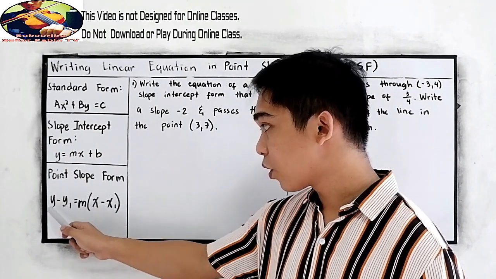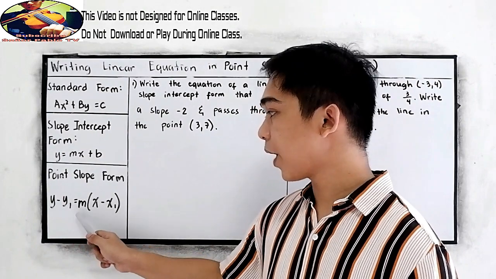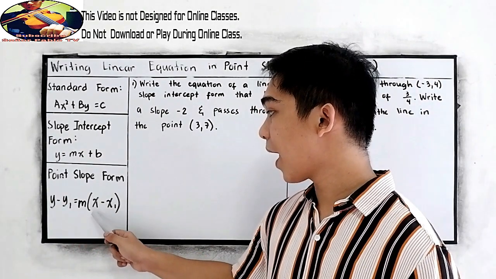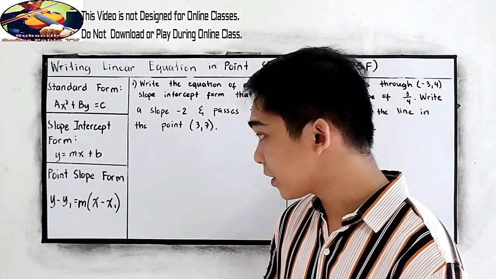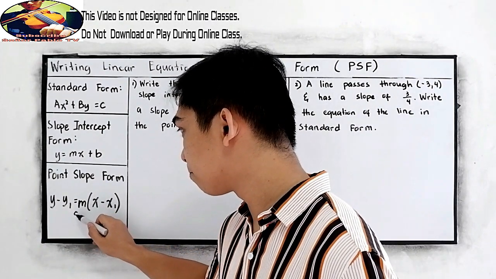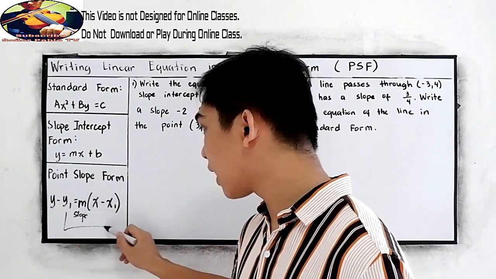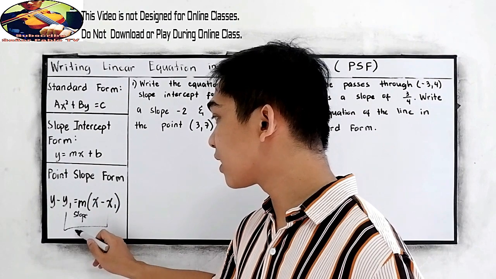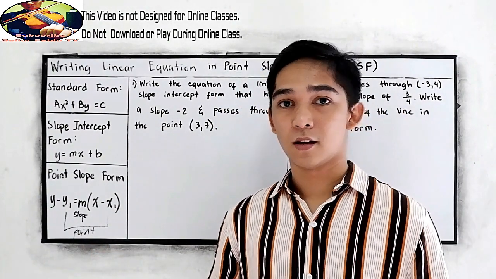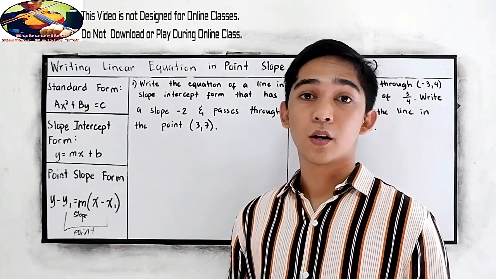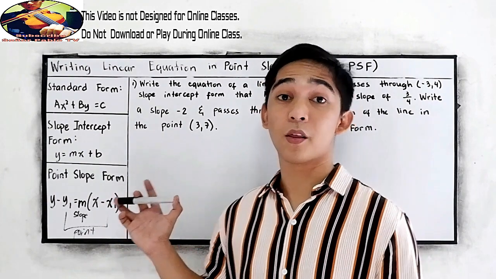So we will be using y minus y sub 1 is equal to m quantity x minus x sub 1, wherein m here is the slope and the y sub 1 and the x sub 1 are the given point. Okay, given point and a slope are the given. Now let's have this example, number 1.